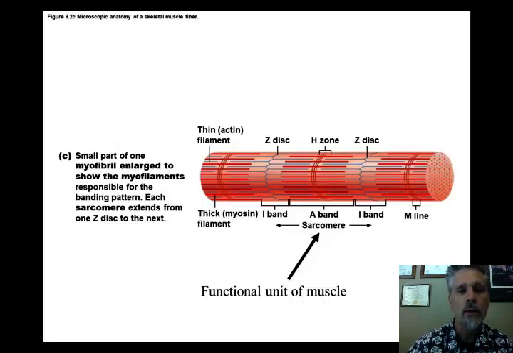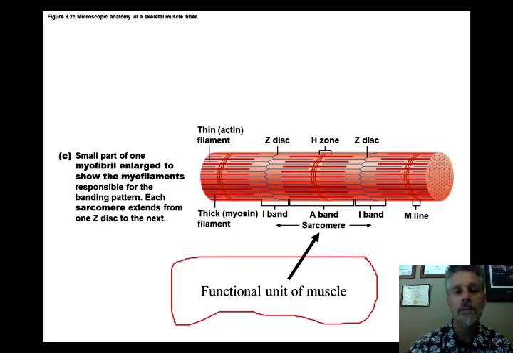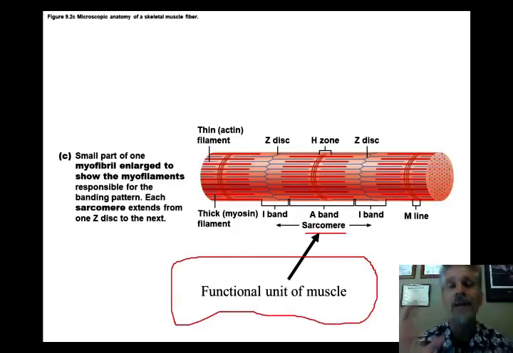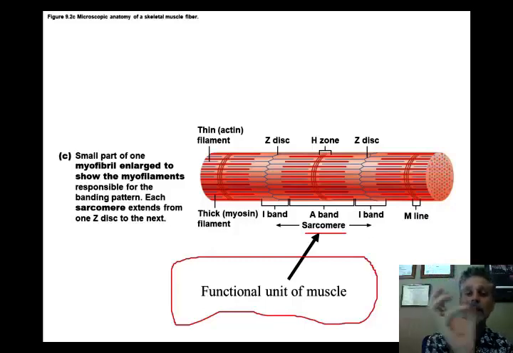Let's take a look at all this that we're talking about. Now here's a key thing, okay? The functional unit of the muscle is not the individual muscle cell. This is inside of the myofibril itself, and this is a contractile unit. It's called a sarcomere. So the sarcomere is the functional unit of the muscle. Important for you to know, that's where all the activity is going on to make the muscle contract.